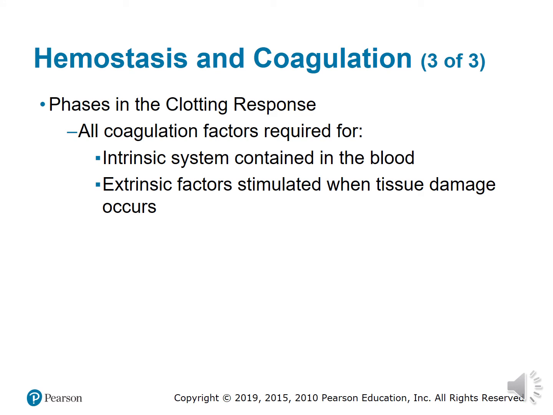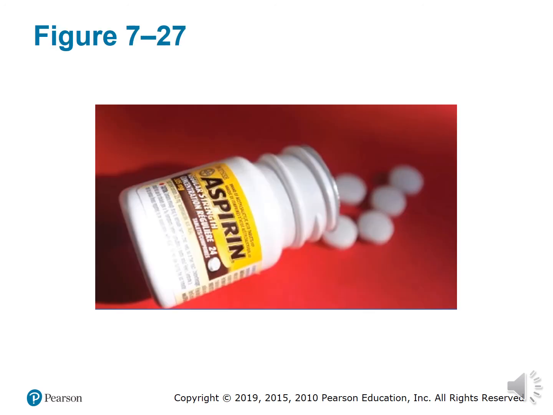All right. Phases in the clotting response. All coagulation factors required for the intrinsic system are contained in the blood. Extrinsic factors are stimulated when tissue damage occurs. All right. Medication and bleeding. Some medications, such as aspirin, may be recommended for a patient as a blood thinner to reduce the risk of forming clots.